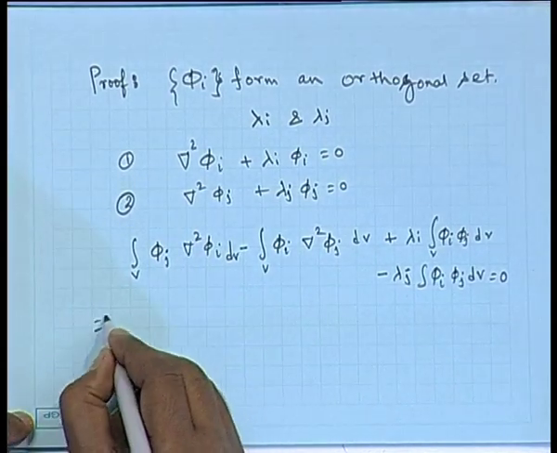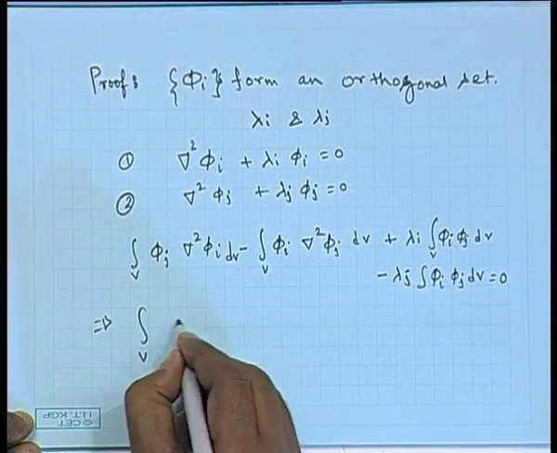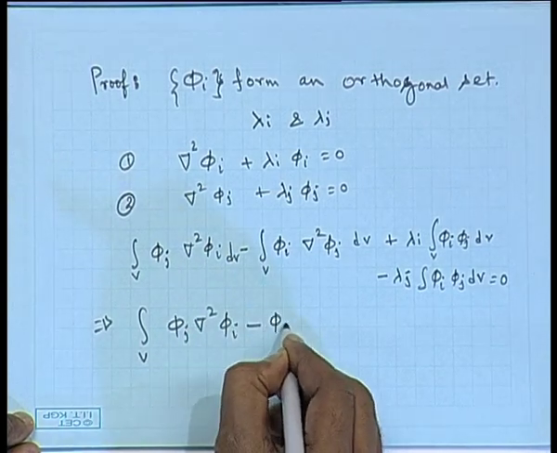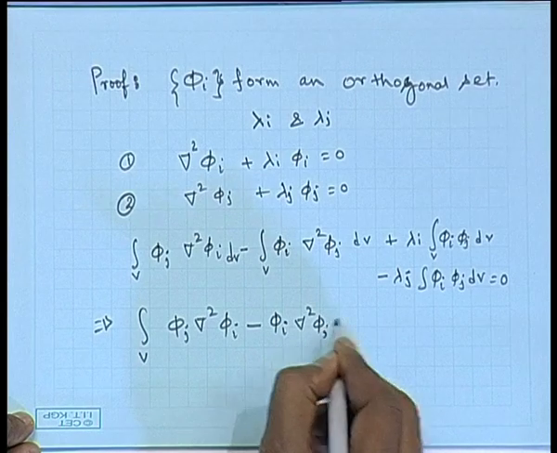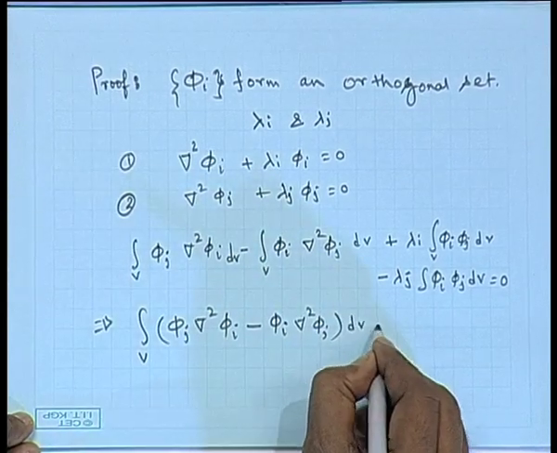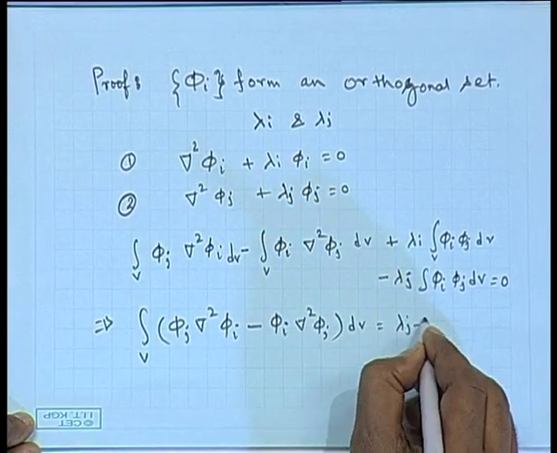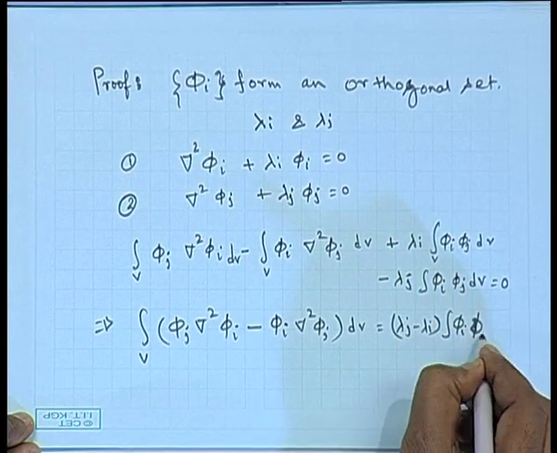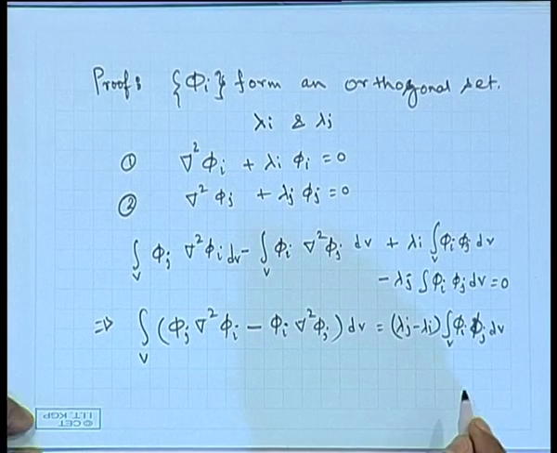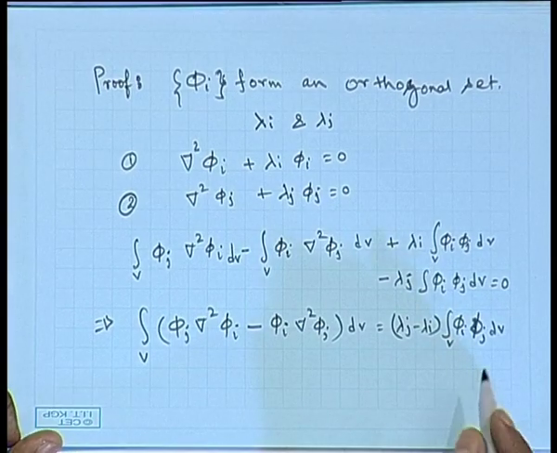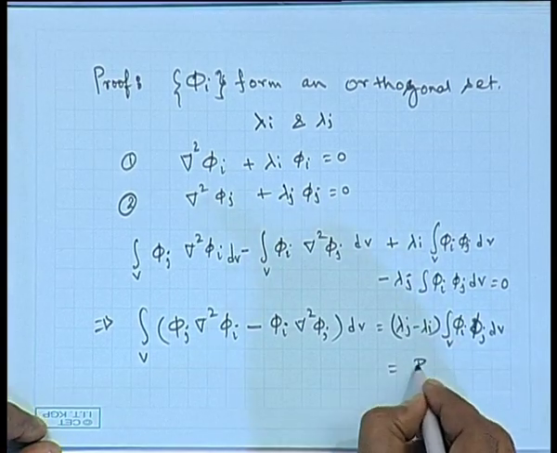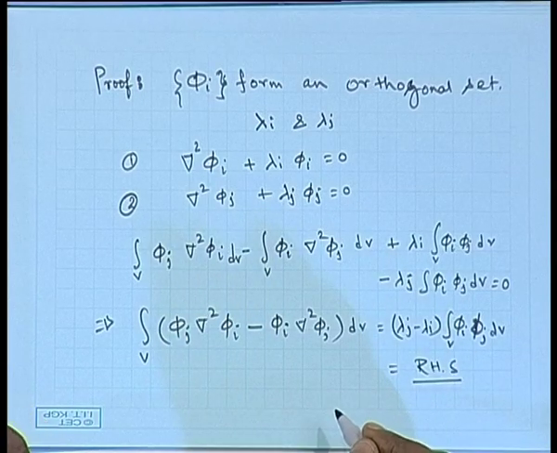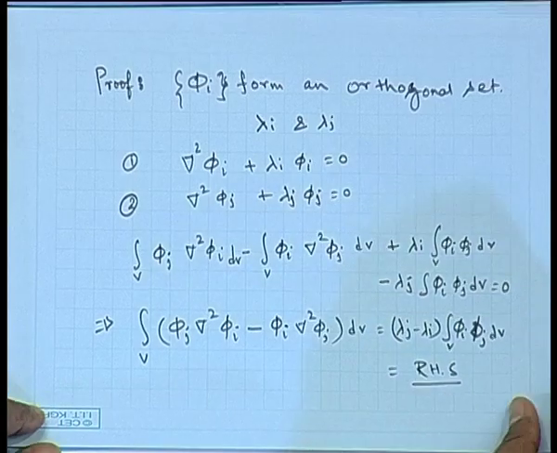Okay. So, in a compact form, you can write this integral as integral of phi j grad square phi i minus phi i grad square phi j dv is equal to lambda j minus lambda i integral phi i phi j dv, right. Agreed? Fine. So, let us say this is the right hand side and let us simplify the full left hand side and see what we get.